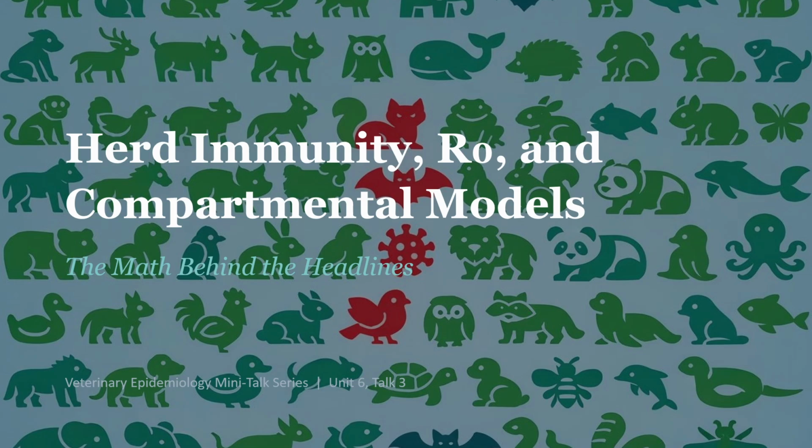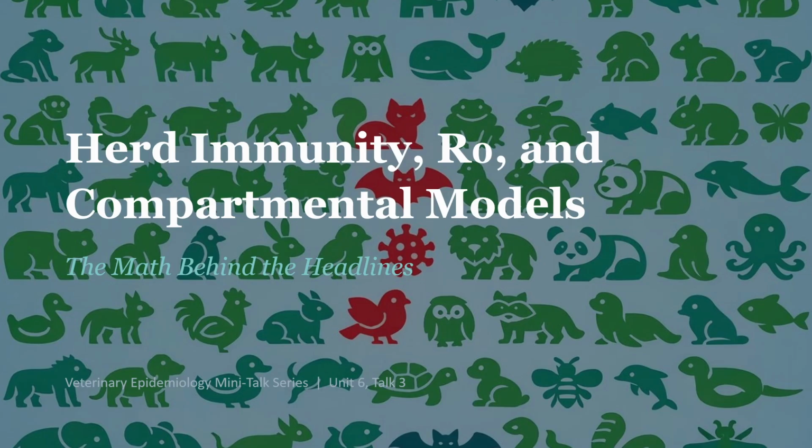COVID-19 pandemic, terms like R0, herd immunity, and epidemic curves became household words, but these concepts have been fundamental to veterinary epidemiology for decades in designing vaccination programs for livestock, evaluating outbreak control strategies, and understanding why some diseases are easier to eliminate than others.